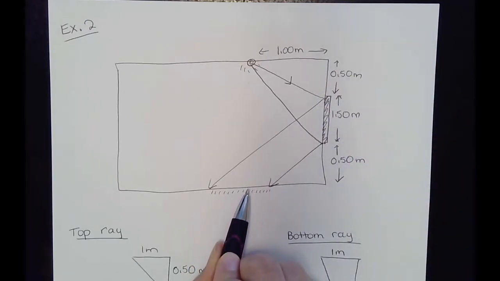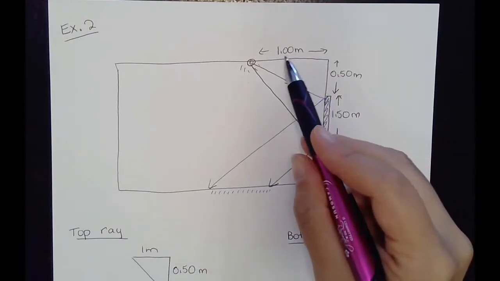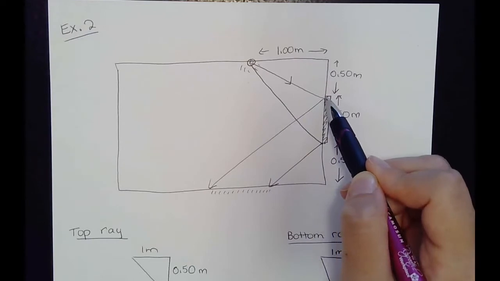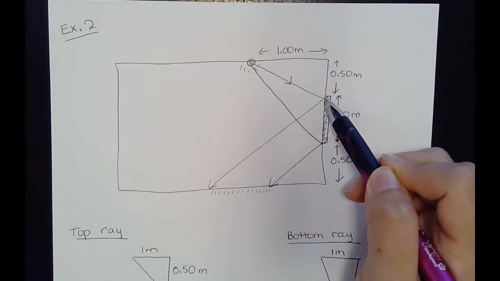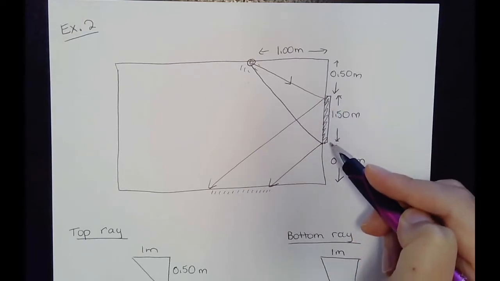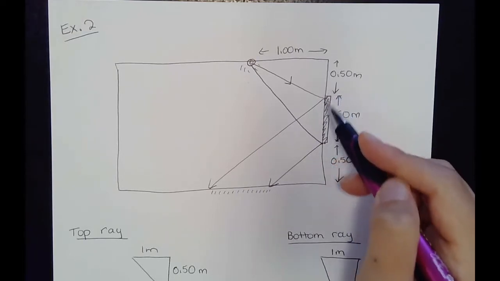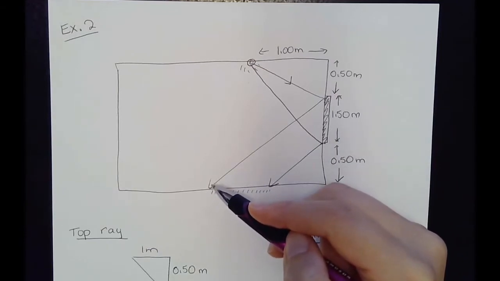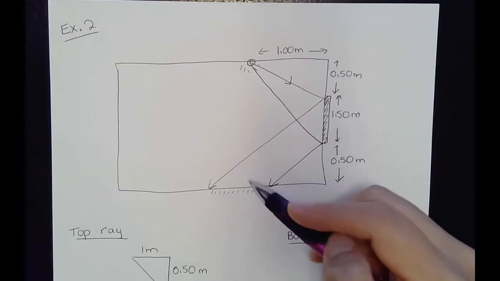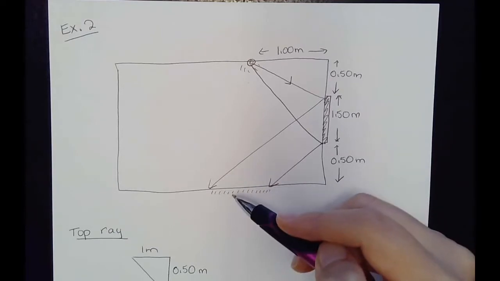So the edges of the light patch on the floor will be created by incident rays on the mirror that then reflect. And the edges will be from the ray that hits the top of the mirror and the ray that hits the bottom of the mirror. And then rays in between will make up the length of this light patch here. So we're looking at this from the side, so we're only looking at that horizontal length of the light patch.